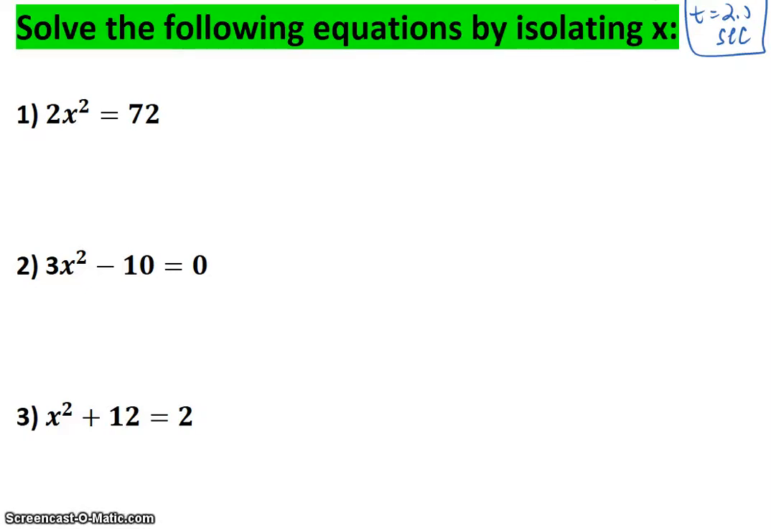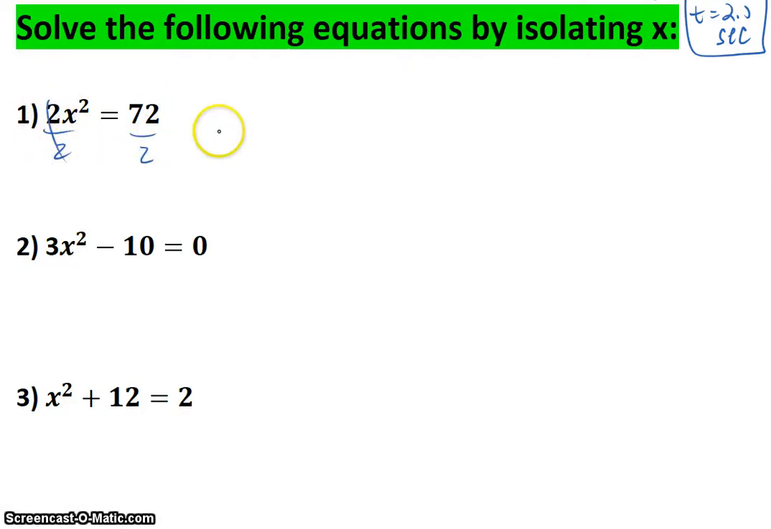So for example number 1, to isolate the x, I see there's this 2 in front. We need to divide out the 2. And I get x squared equals 72 divided by 2 is 36. On a normal equation, on a linear equation, I'd be finished. But here at the very end, I need to do the square root. X equals 6, because 6 squared is 36.